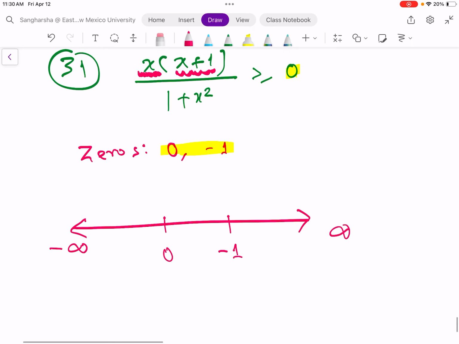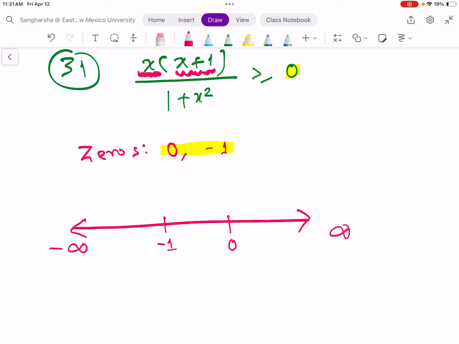Okay. Now we choose a testing number. So let me choose negative 1. Oh, that's not right. Negative 1 should be on the left side, right? On a number line, we should have increasing order. So I'm sorry, this has to be negative 1 and this is 0. Always write the smaller number towards the left side and the bigger on the right side.